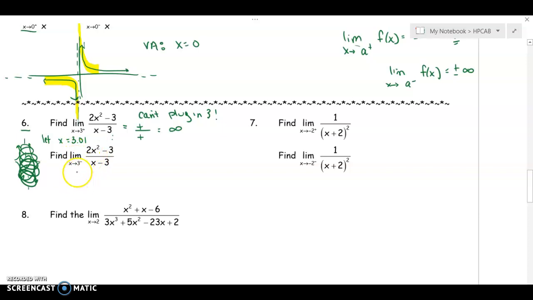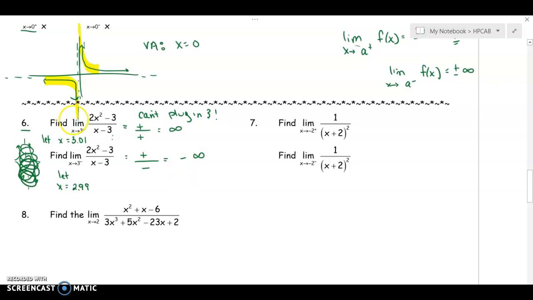All right, the limit as x approaches 3 from the left. Since we're coming from the left, that means we're coming from numbers that are a little bit smaller than 3, so we're going to let x equal 2.99. When you let x equal 2.99 and you square it, times it by 2, minus 3, you're going to get a positive value. You can always use your calculator if you're not sure. 2.99 minus 3, you're going to get a negative value. Positive divided by a negative is a negative, so that means we're going to be approaching negative infinity.